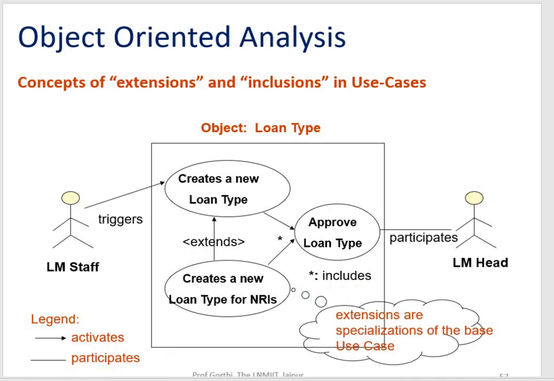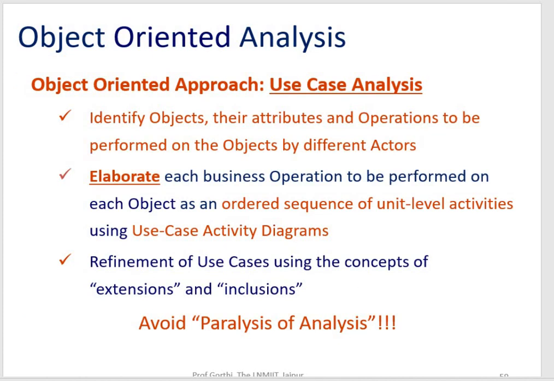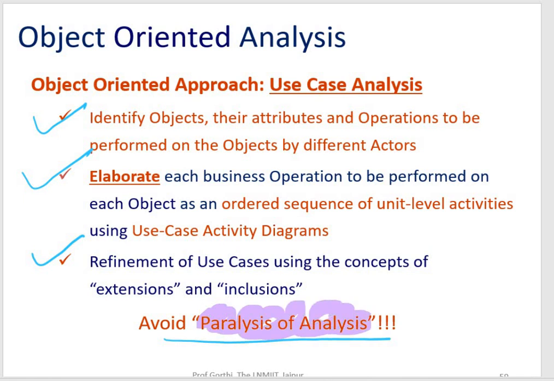Now let's see the concept of extensions and inclusions. So what we have is same one triggers creates a loan type, creates a new loan type for NRIs, approve a loan type, right, and participation is going on. What I have done is I went for an extension and this asterisk is like includes approve loan type. Now extensions are specializations of the base use case and your inclusions are proper subset of the base use case.